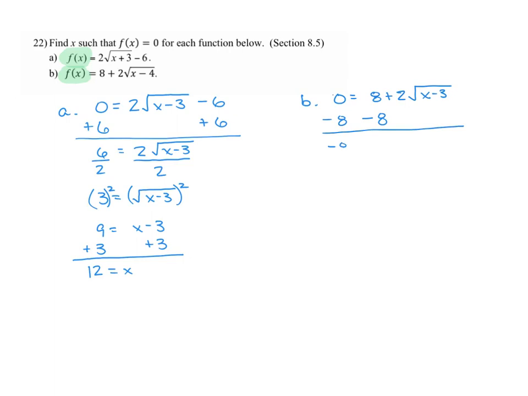We get negative 8 equals 2 square root of x minus 4. We divide both sides by 2, and we get negative 4 equals the square root of x minus 4. Now, square roots cannot equal negative numbers. And so this one, if you want, you can stop here and say no solution.